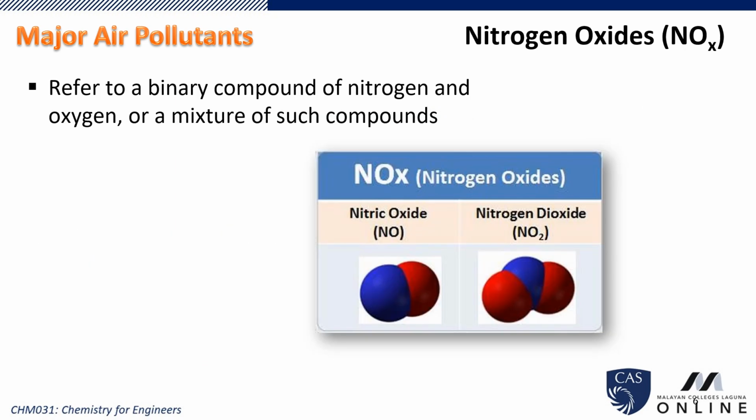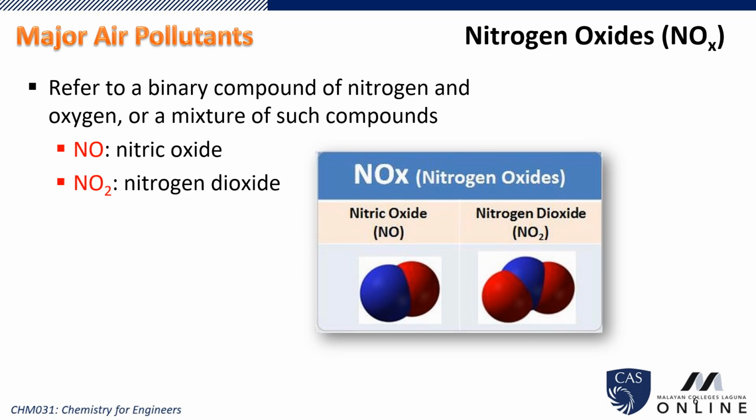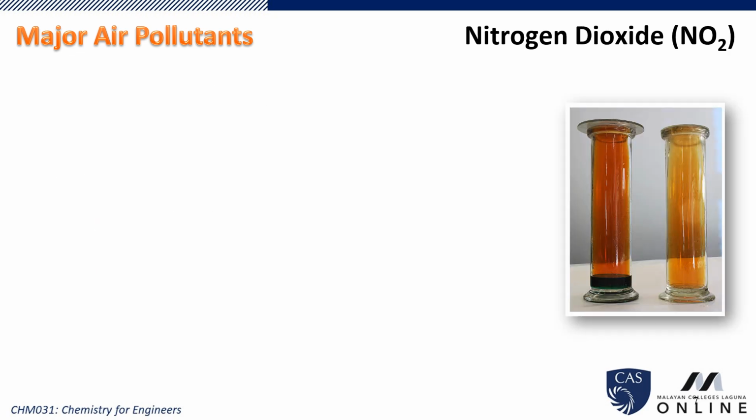The next one is nitrogen oxides. They refer to a binary compound of nitrogen and oxygen or a mixture of such compounds. For example, we have nitric oxide and nitrogen dioxide. We also have N2O, which is nitrous oxide, and N4O, which is nitrosyl azide.